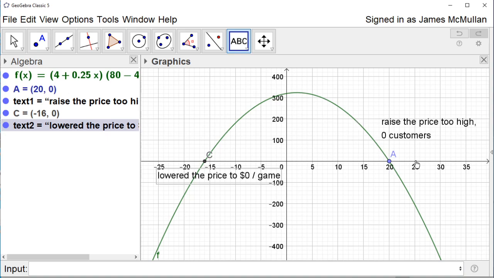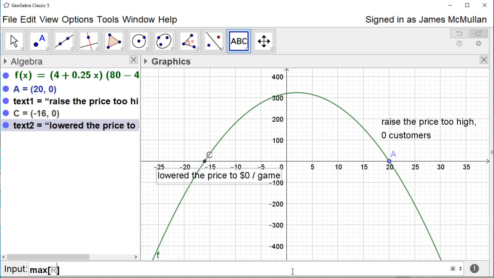You can raise the price 20 times until you've lost all your customers, or you could lower the price 16 times until you're not charging anything, and therefore you're making 0 revenue. Since there are 2 ways to get 0 revenue, and they compete with each other, it stands to reason that there is a maximum somewhere in the middle of the 2 where you're looking at the ideal situation, right?